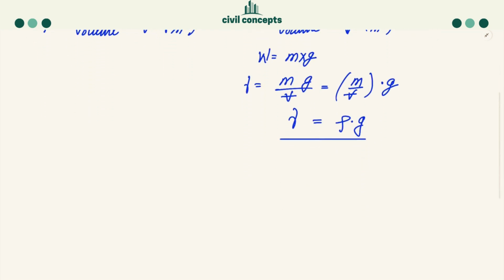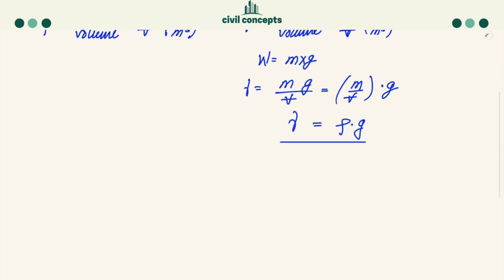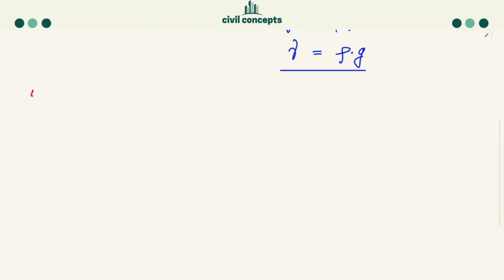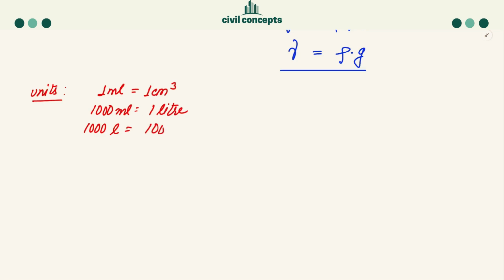To get more clarity, let's solve a numerical. And before solving a numerical, we must understand that there are some specific units. So if I talk about units of conversion, 1 ml, 1 milliliter is 1 cubic centimeter, and 1000 ml is equal to 1 liter, and 1000 liter is equal to 1 cubic meter.